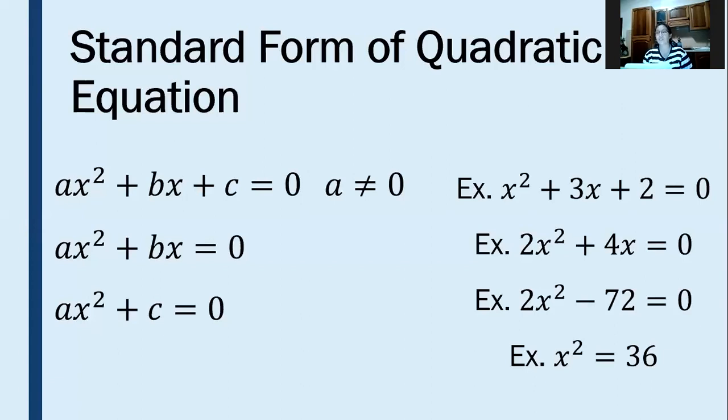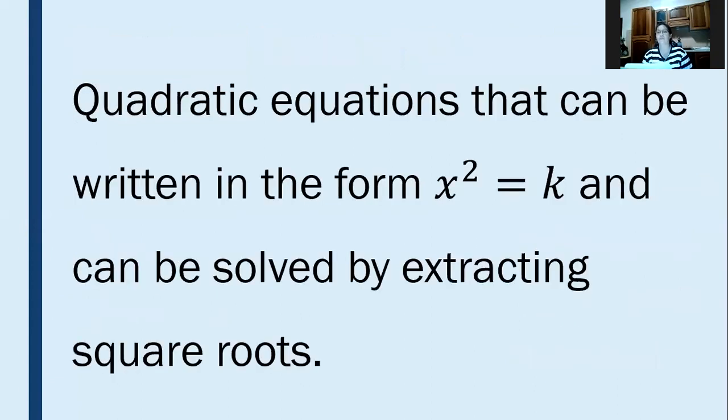This is also written as a quadratic equation. A quadratic equation that can be written in the form x squared is equal to k can be solved by extracting the square root. Again, a quadratic equation can be written in the form x squared is equal to k, where k is a constant, and can be solved by extracting the square root.